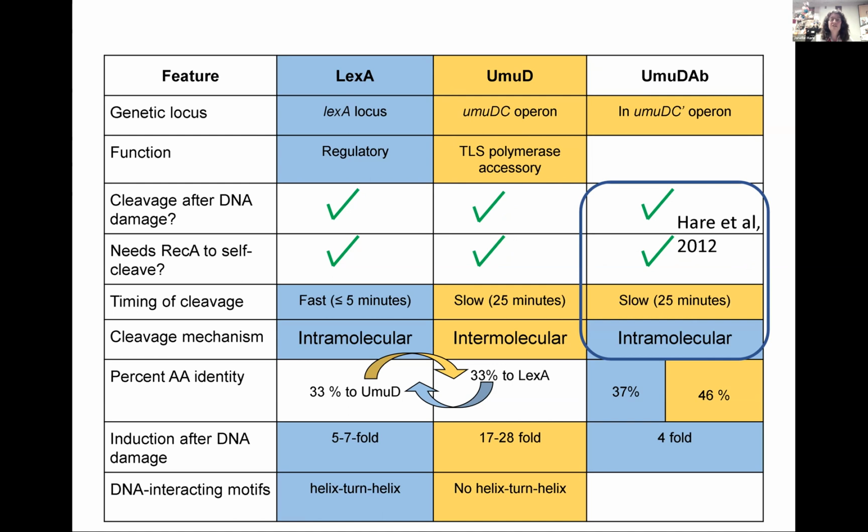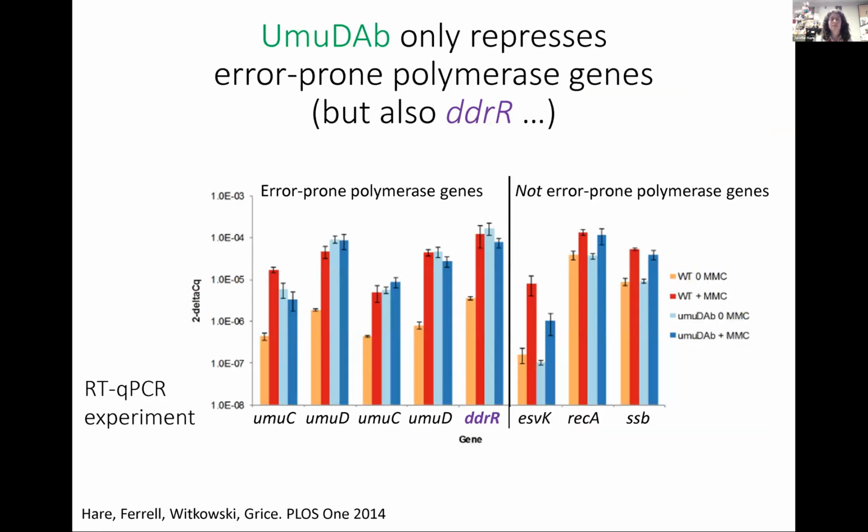So we thought, well, let's check and see if UMUD-AB is actually regulating DNA damage-induced genes. And we found that it was, that only some of the induced genes after DNA damage were regulated and repressed specifically by UMUD-AB. So the ones shown on the left-hand side of this graph.